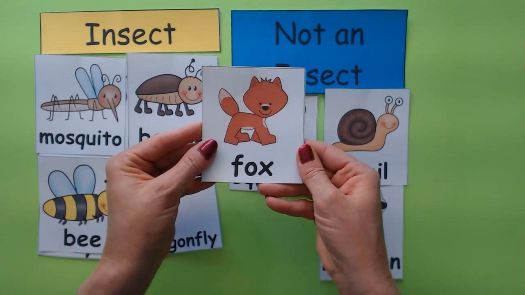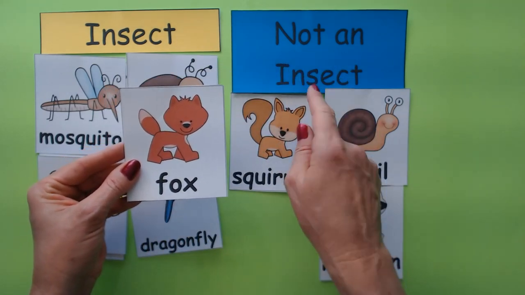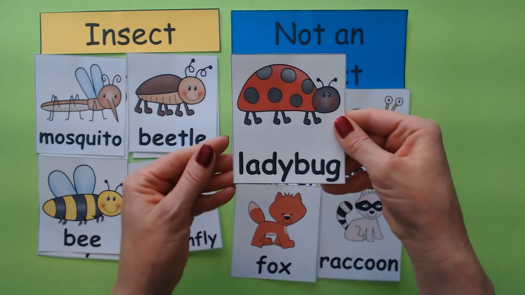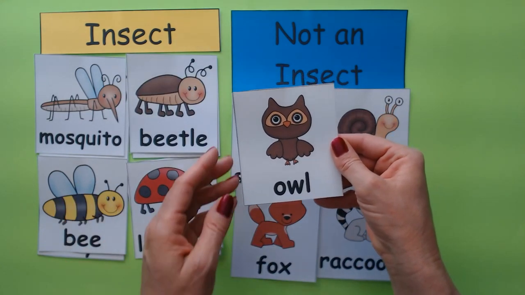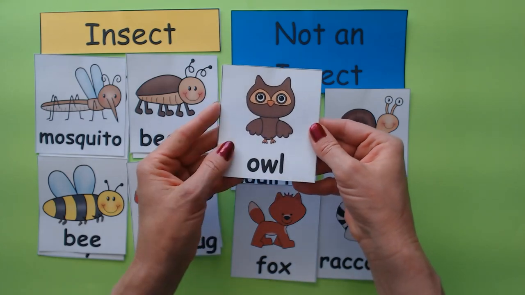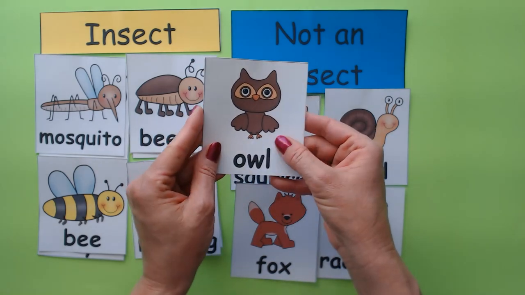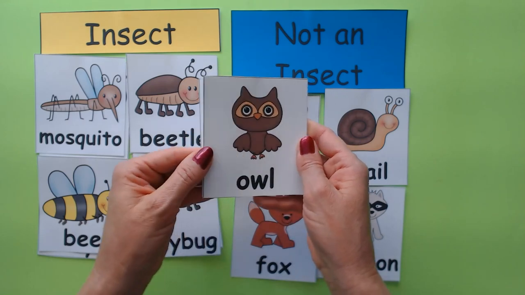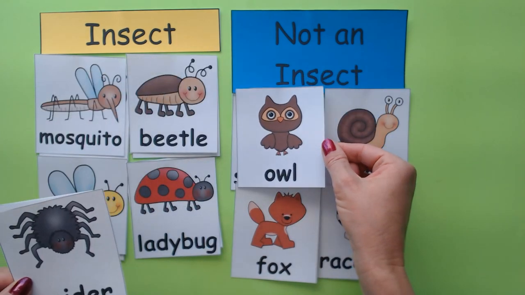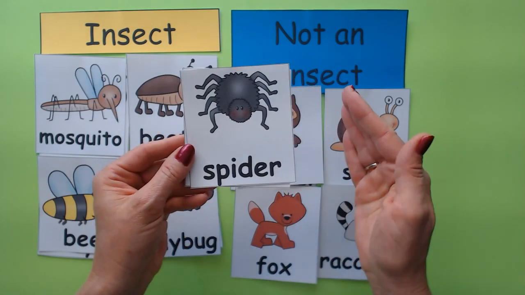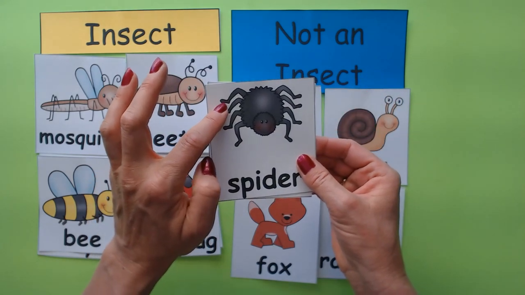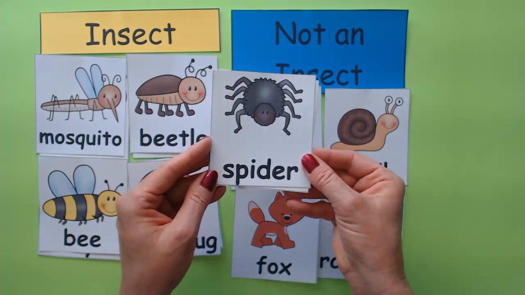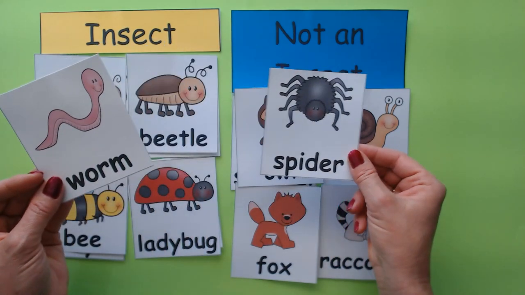How about a fox? Not an insect. Ladybug? Insect, because she has six legs. Owl, now obviously birds are not insects. Plus they only have two feet. Spider, oh that's a tricky one. One, two, three, four, five, six, seven, eight. Oh, a spider is not an insect. It's a bug, but it's not an insect.